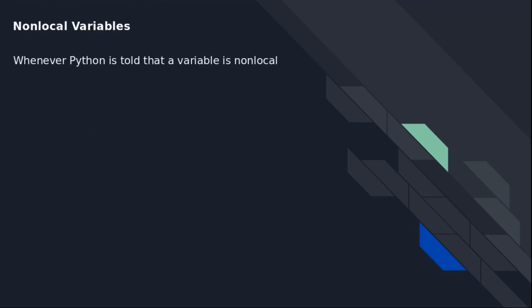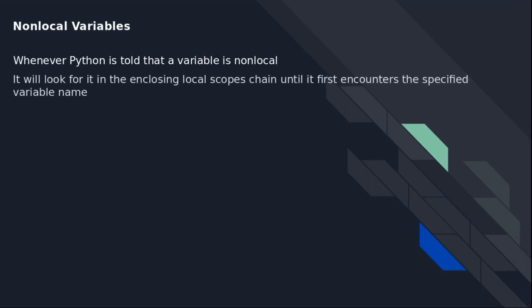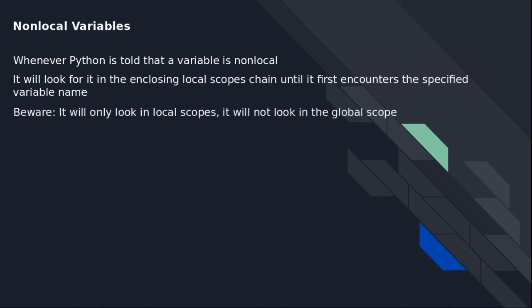When Python is told that a variable is non-local, it will look for it in the enclosing local scope chain until it first encounters the specified variable name. It will only look in the local scopes. It will not look in the global scope.